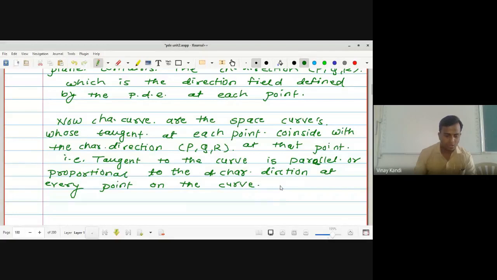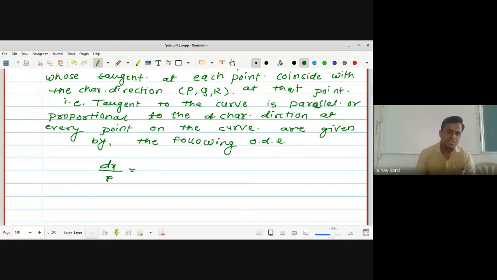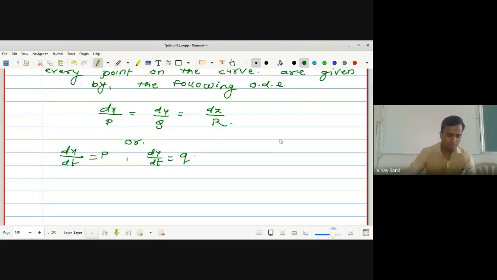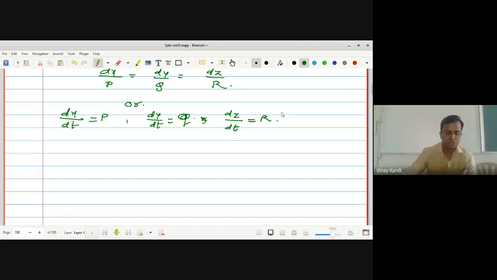The characteristic curve is given by the following ordinary differential equation: dx upon P is equal to dy upon Q is equal to dz upon R, or we can write dx by dt, where t is the parameter, is equal to P, dy by dt is equal to Q, dz by dt is equal to R. And by existence and uniqueness of the solution of the initial value problem, the ordinary differential equation possesses the characteristic curve.